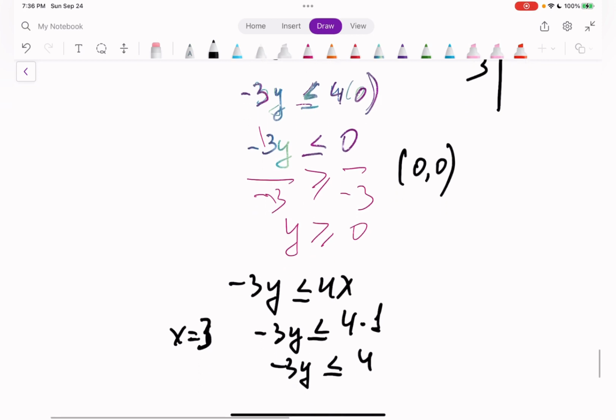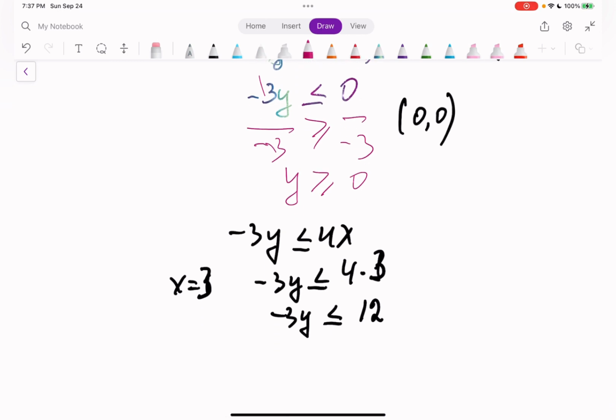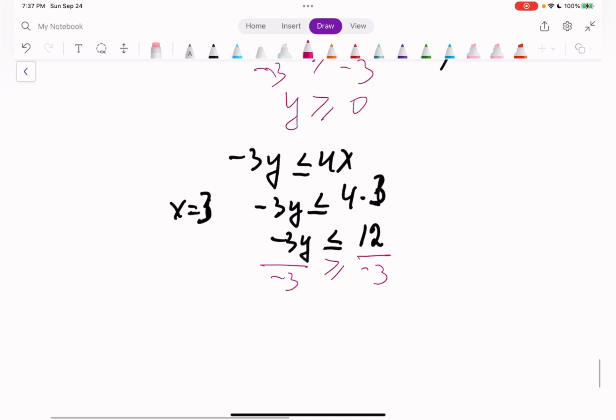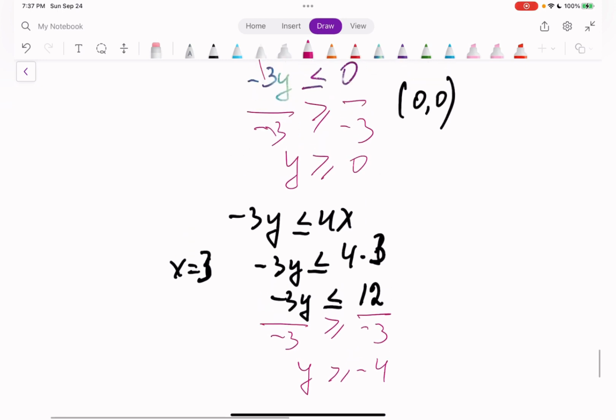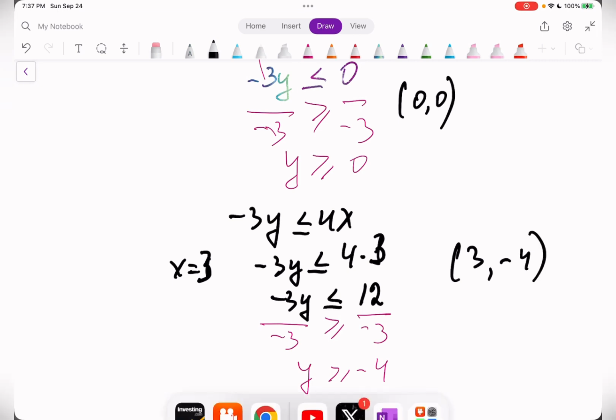I'm getting 4 times 3, and this is going to be 12. See, now 12 can be divided by 3. So once I divide by negative 3, and because I'm dividing by a negative number, this is also going to flip. And I'm getting y is greater than or equal to negative 4, right? So 2 points: one is 0, 0, and the other one is going to be 3 and negative 4.